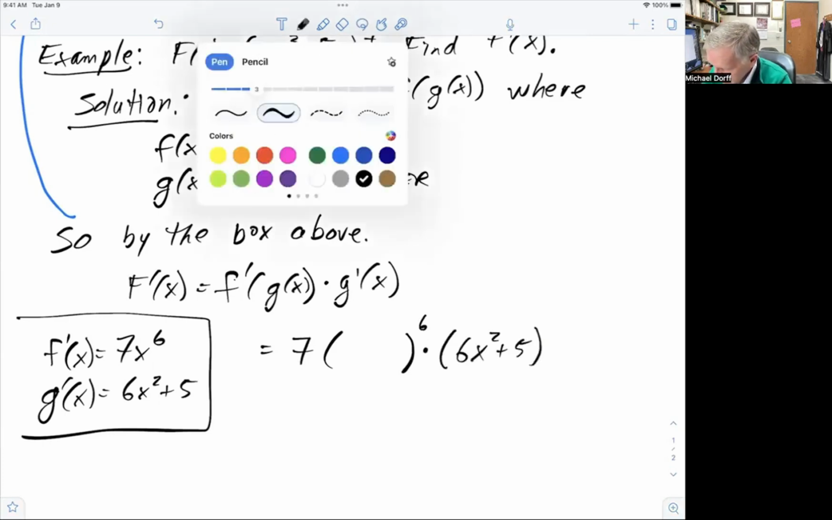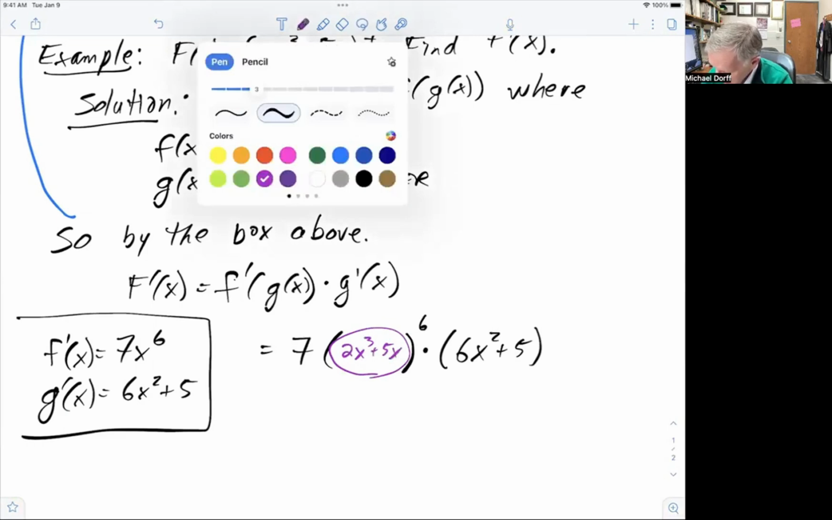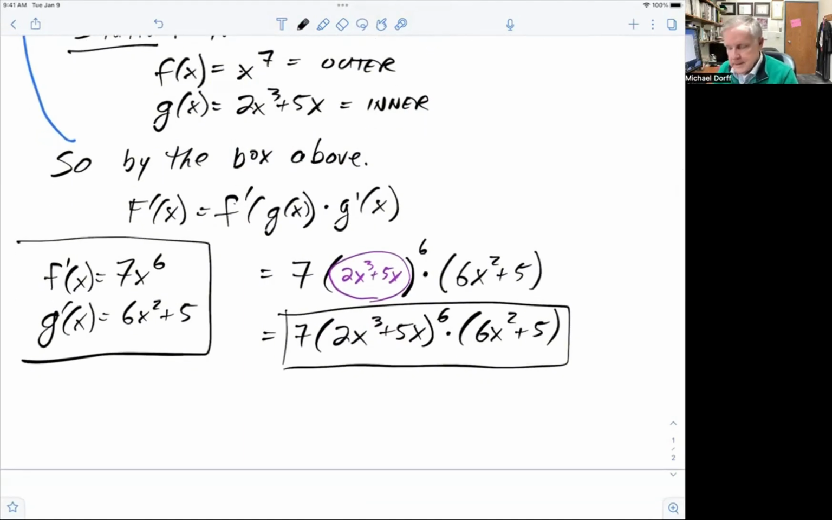And the question is, what goes inside this parentheses here after the 7? What goes in there is g, and so that's going to be 2x cubed plus 5x. So the whole answer is going to be 7 times the quantity 2x cubed plus 5x to the sixth, times the quantity 6x squared plus 5. That's a formal way to do it.